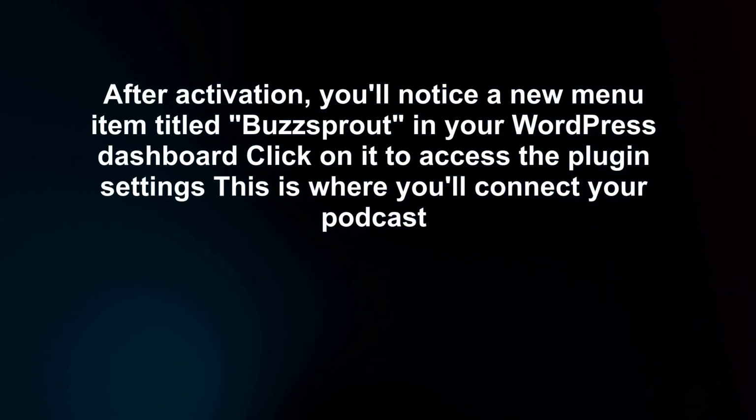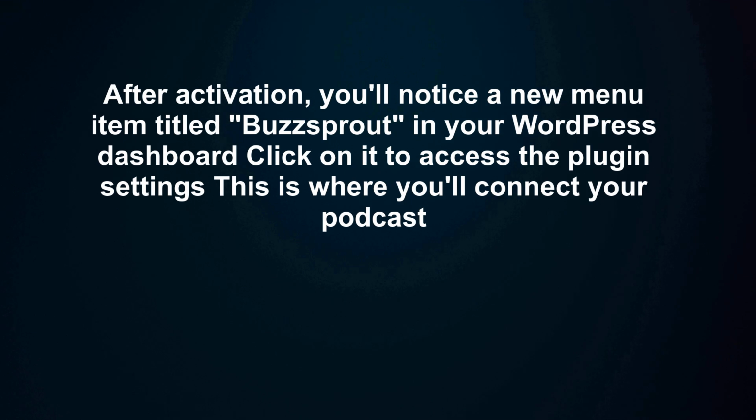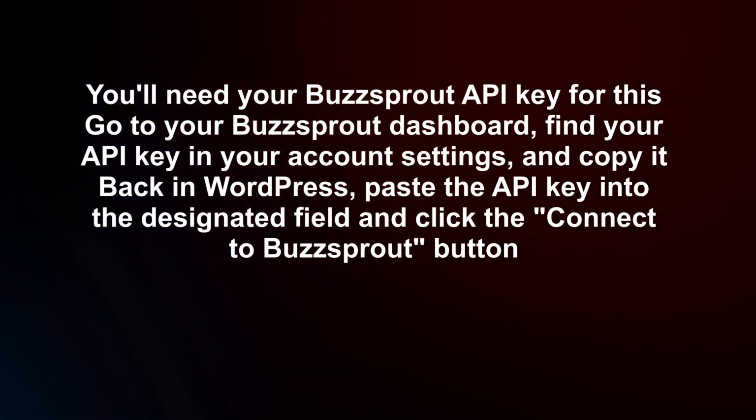After activation, you'll notice a new menu item titled Buzzsprout in your WordPress dashboard. Click on it to access the plugin settings. This is where you'll connect your podcast. You'll need your Buzzsprout API key for this.